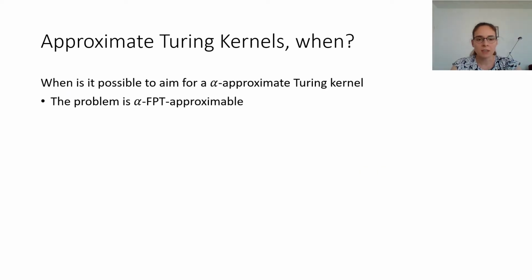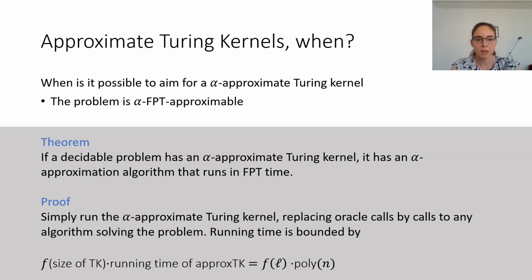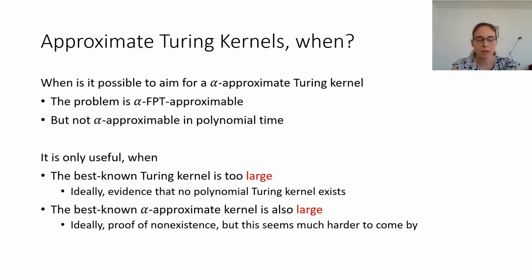So when does it make sense to look for an approximate Turing kernel for your problem? Well, first of all, the problem needs to have an alpha approximation algorithm that runs in FPT time. That means it runs in time bounded by some function of the parameter times some polynomial in n. It's easy to see that if you have a problem and it has an alpha approximate Turing kernel, then it also has an alpha approximation algorithm running in FPT time, because you can simply run the Turing kernel and replace all calls to the oracle by any algorithm that will solve the problem. At the same time, if your problem has an alpha approximation algorithm, it trivially has an alpha approximate Turing kernel, and there's not much left to do.